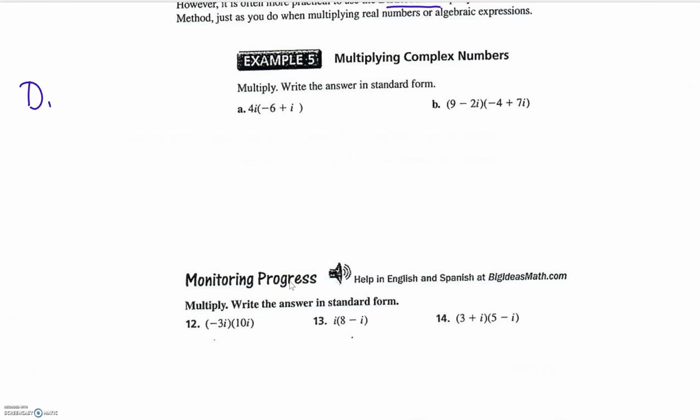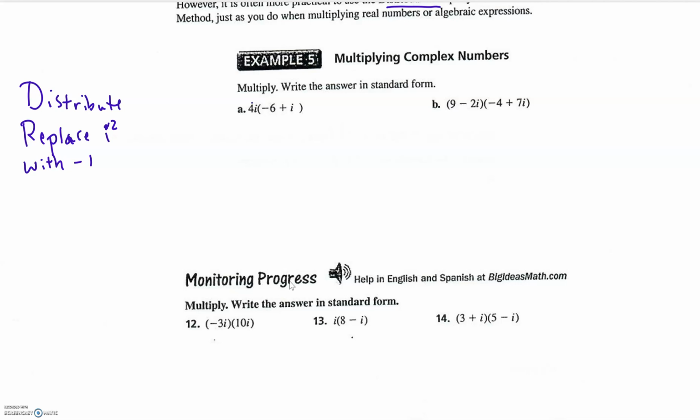So mostly we're just going to distribute, and we're going to replace the i squared with -1, because after all, that's what i squared equals. It equals -1. So let's see how this works.